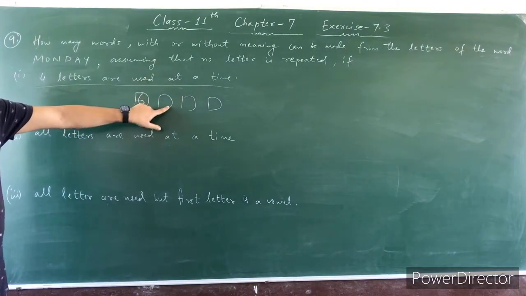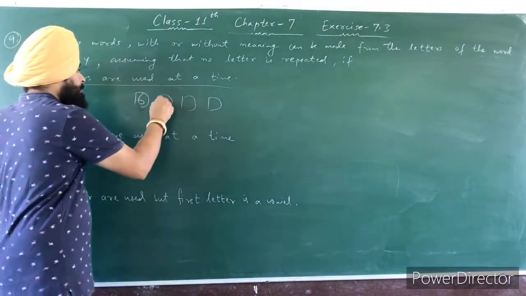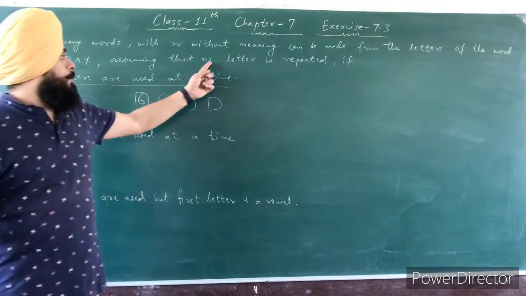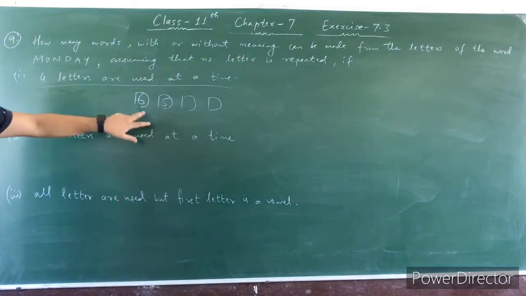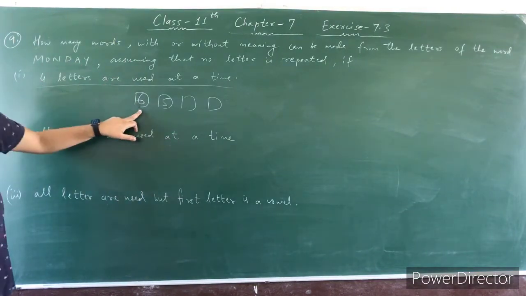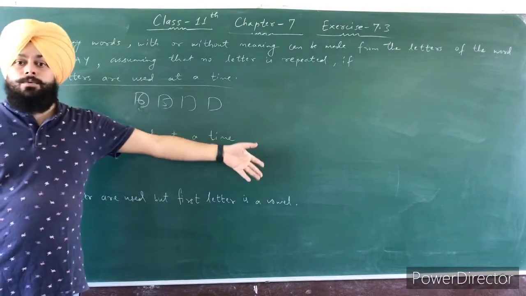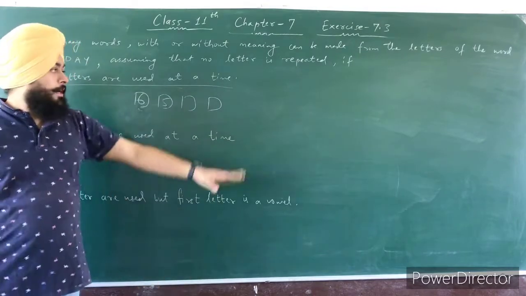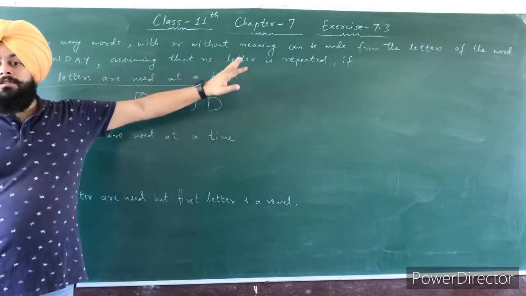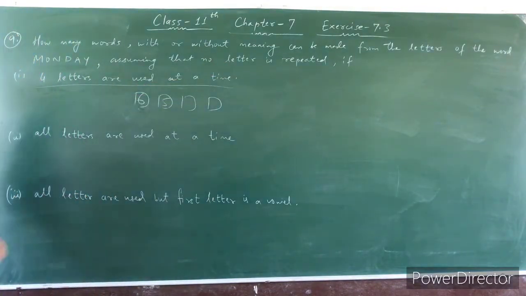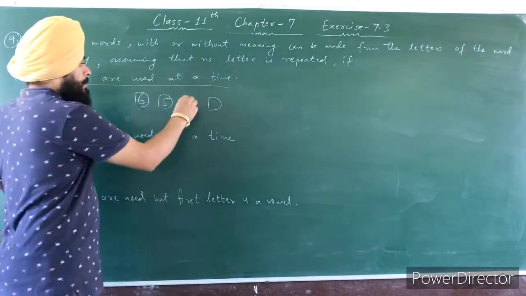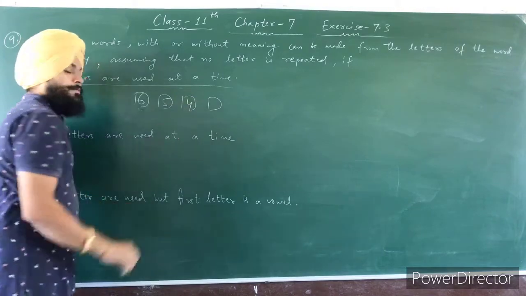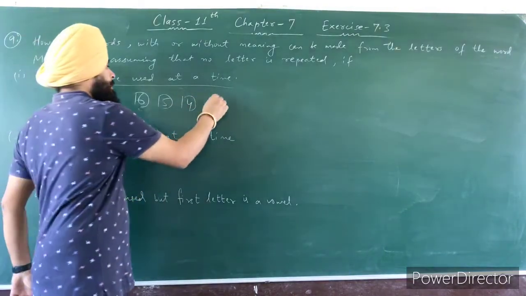So there are 6 chances in the first box. Now for the next, how many chances? 5, because no letter is repeated. If suppose we put letter A here, will A be repeated again? No, A will not be repeated, because the condition is already given: no letter is repeated. So there are 5 chances in the second box, in the third box there are 4, and in the last one only 3 chances.